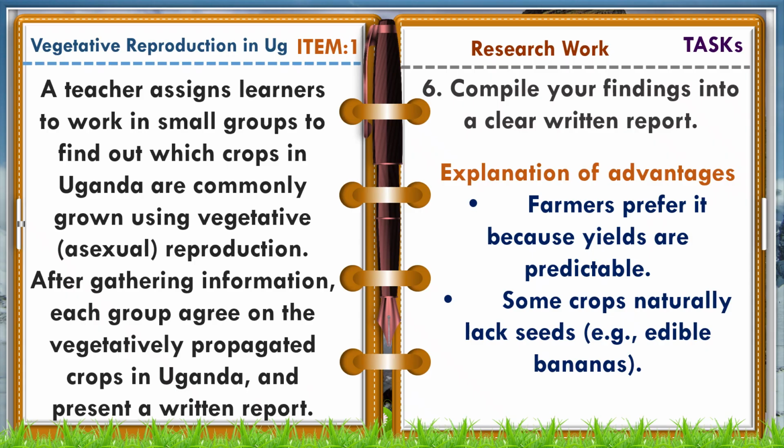Then the farmers prefer it because yields are predictable. If you have used vegetative reproduction, you will know exactly what product you are going to produce. And some crops naturally lack seeds. Therefore, the farmers will prefer vegetative reproduction. For example, bananas don't have seeds.